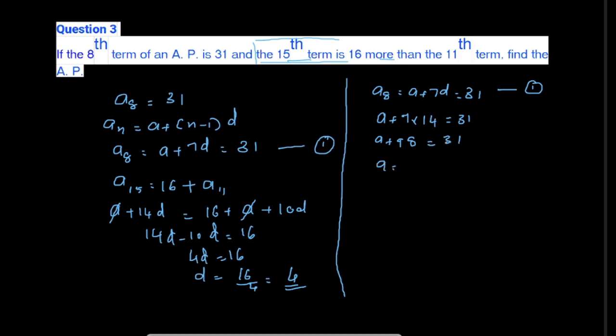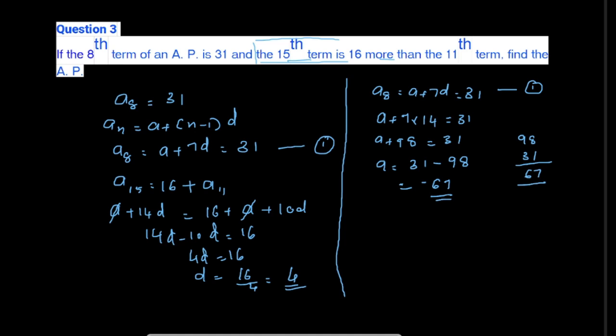So A is equal to 31 minus 28, transposing 28 to the right-hand side. The transpose of plus 28 is minus 28. So A is equal to 31 minus 28, which is 3.